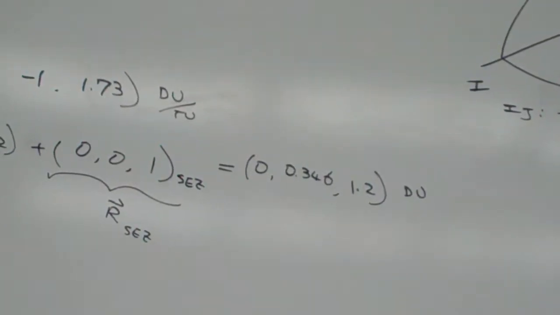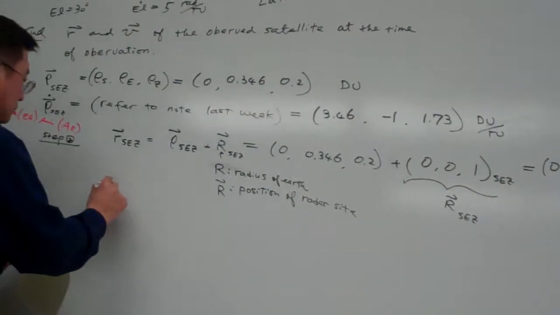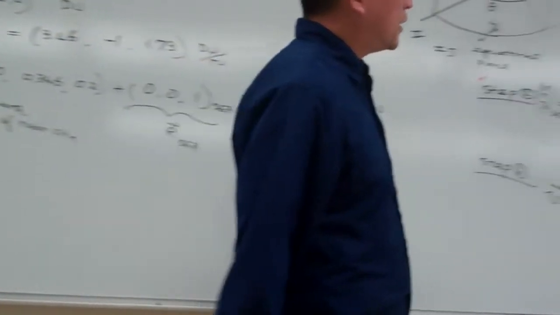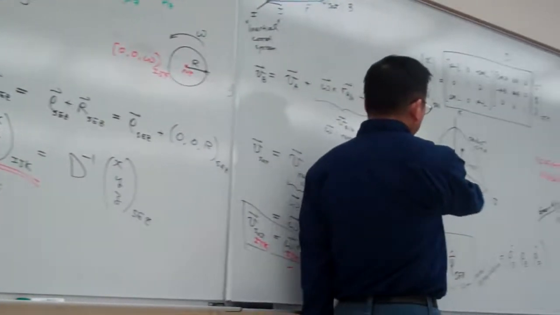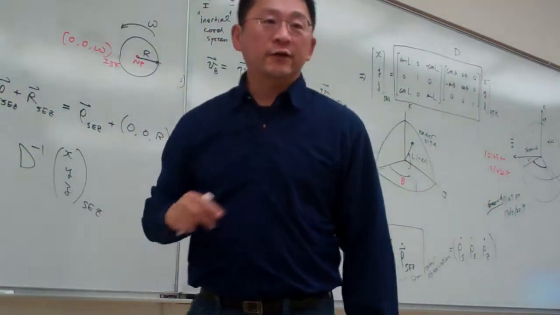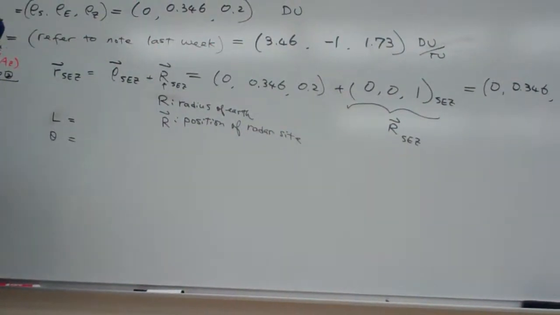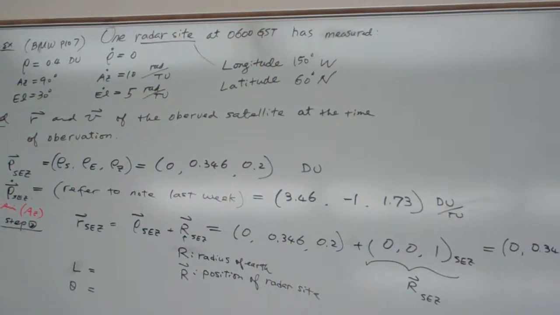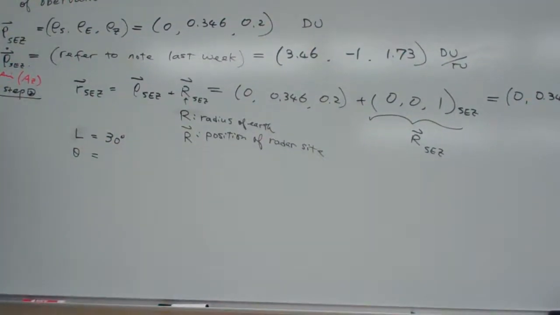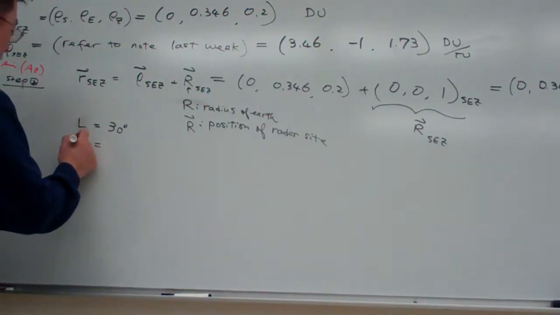Okay, so now we're going to determine theta and determine L. What is L? Looking at this graph, that is basically the latitude of the radar site. So L is the latitude of the radar site, which is 60 degrees north. And now we come to theta.